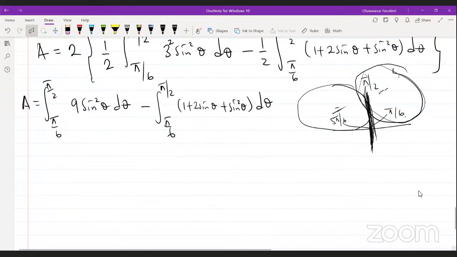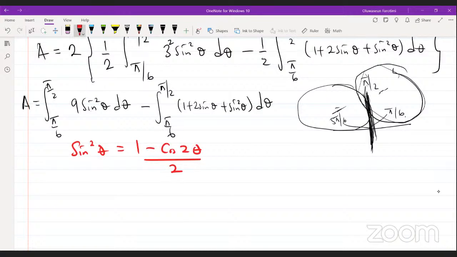Now, what tools do we need from our toolbox? This is sine squared of theta, sine squared of theta. You have to first rewrite that guy, divided by 2. Then you do some kind of replacement. If you replace that guy, my area becomes pi over 2, pi over 6.